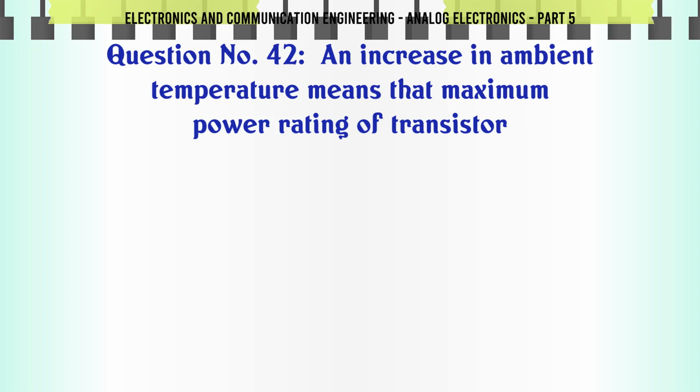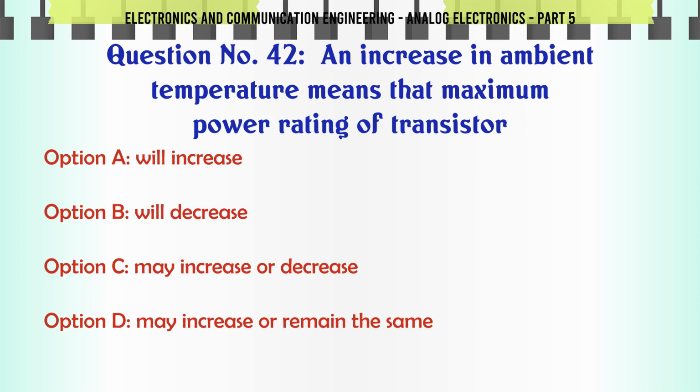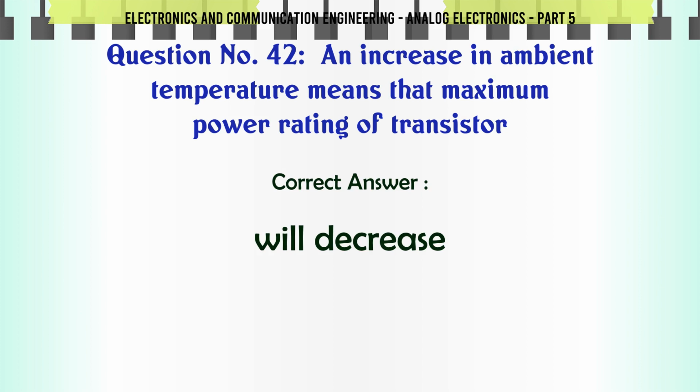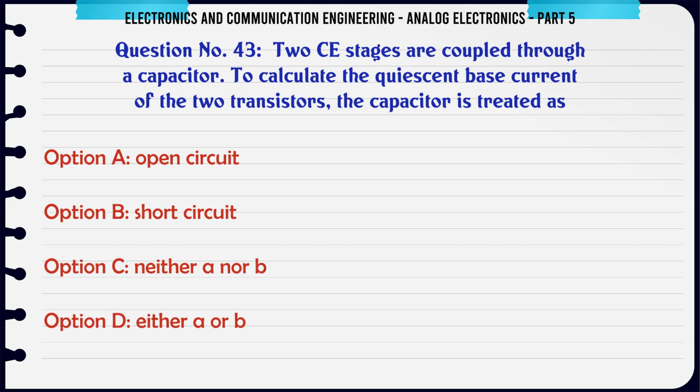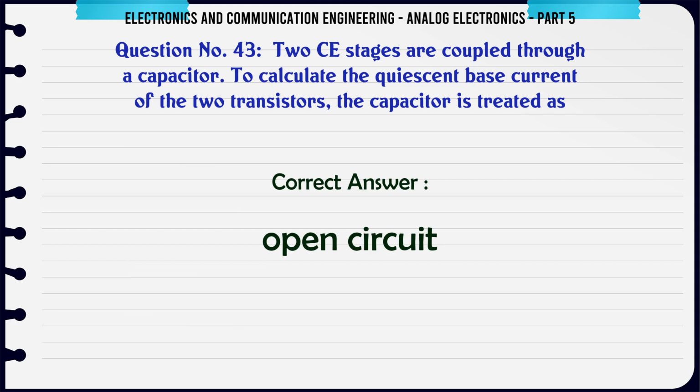An increase in ambient temperature means that the maximum power rating of a transistor: A, will increase; B, will decrease; C, may increase or decrease; D, may increase or remain the same. The correct answer is will decrease. Two CE stages are coupled through a capacitor. To calculate the quiescent base current of the two transistors, the capacitor is treated as: A, open circuit; B, short circuit; C, neither A nor B; D, either A or B. The correct answer is open circuit.